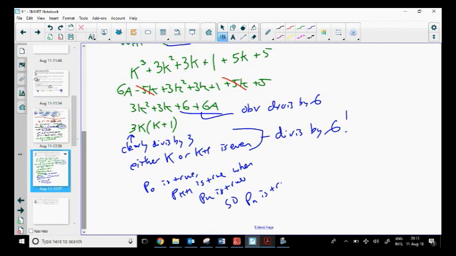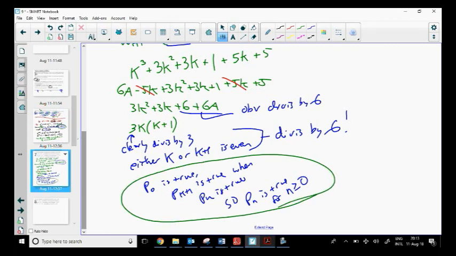P sub n is true for n greater than or equal to 0. Let me just say a word, by the way, about this concluding statement. This concluding statement is generally worth 1 mark on an IB exam. It's an easy mark to get as long as you score enough points above it.